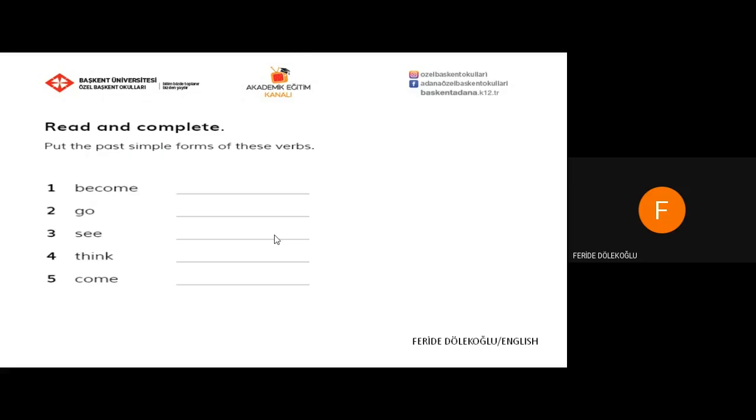Here's an exercise. Put the past simple forms of these verbs. Become, became, go, went, see, saw, think, thought, come, came.